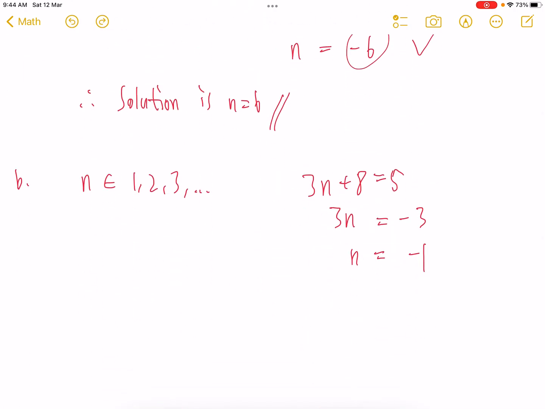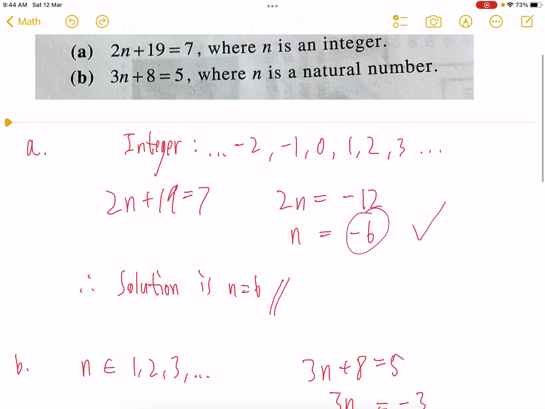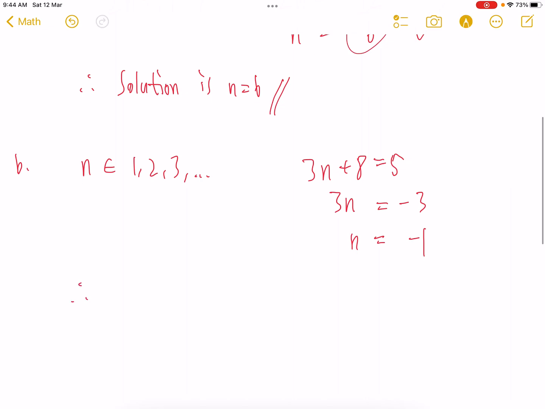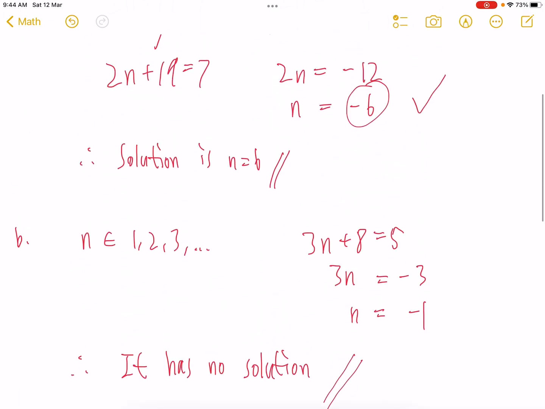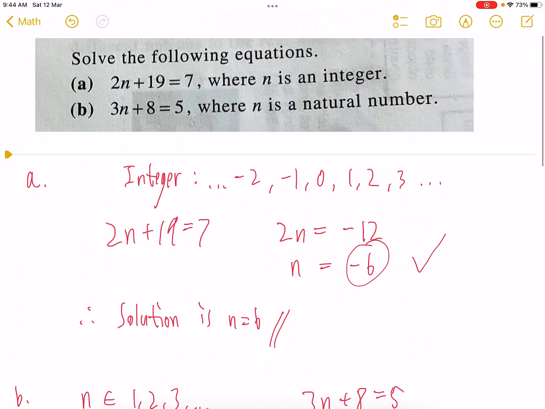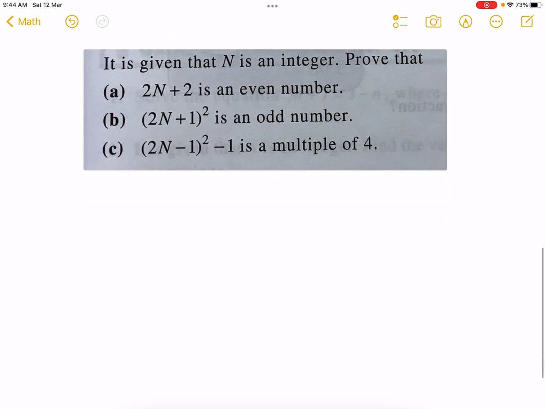Therefore, what does that mean? This equation has one and only one solution, n equals negative 1, but negative 1 is not a natural number, so we say that it has no solutions that satisfy the question's requirement. My grammar is so bad. Okay, so we've knocked out these two problems, and let's move on.